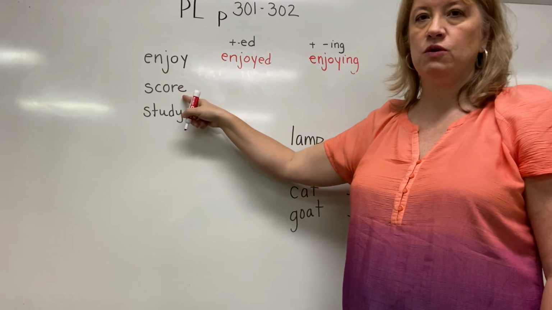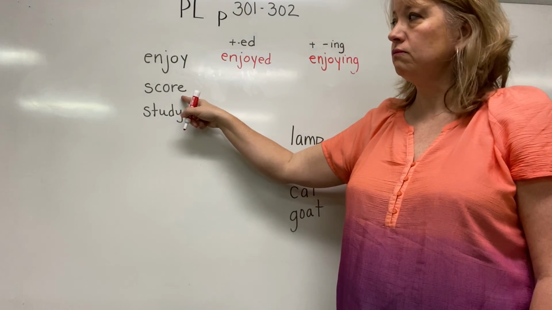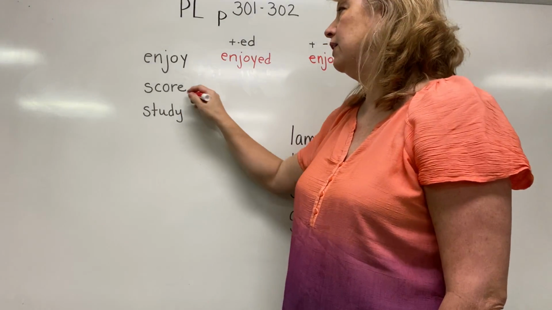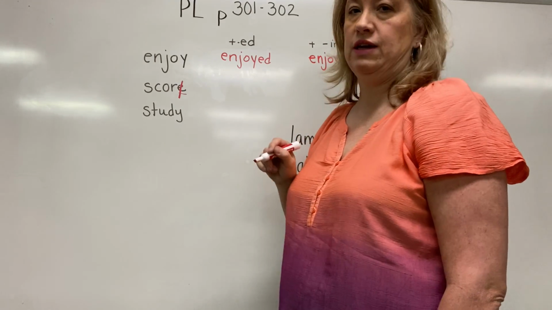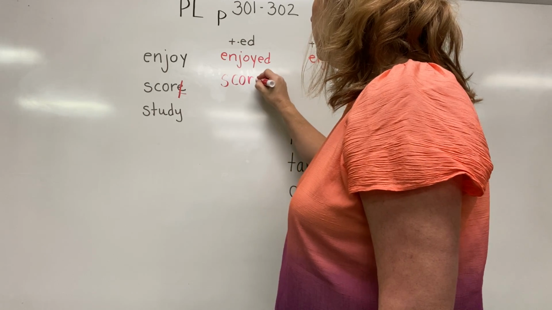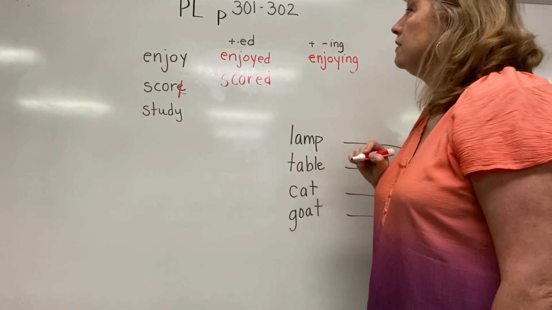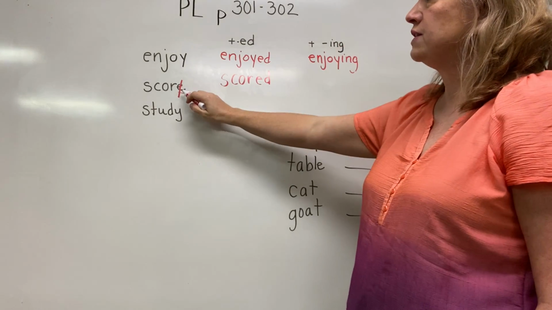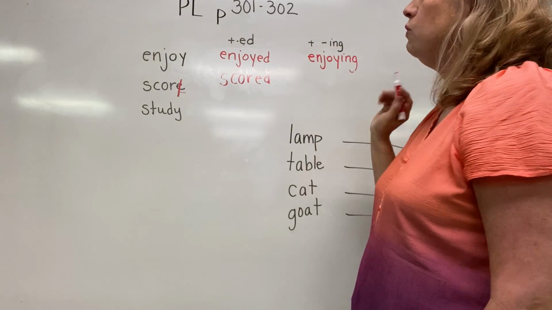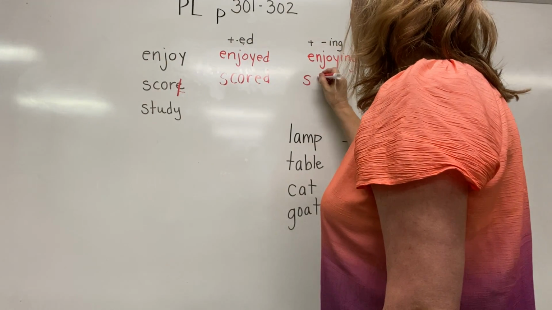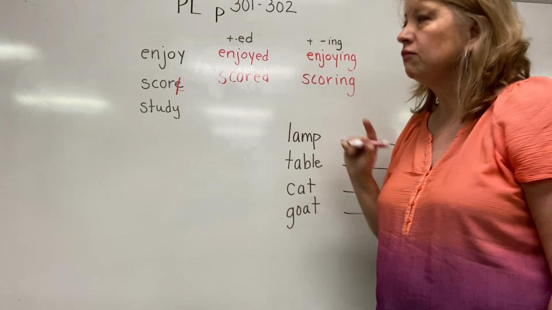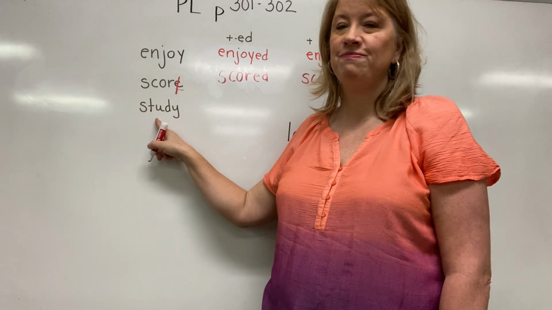Now, let's go to the next word. What's the next word? Score. Now we're going to add ed. Now when we add ed and there is a silent e on the end, we drop that e. And we write it S-C-O-R-E-D. Same thing with adding ing. When there's a silent e at the end and the suffix starts with a vowel, we drop the e. So it would be scoring, S-C-O-R-I-N-G.